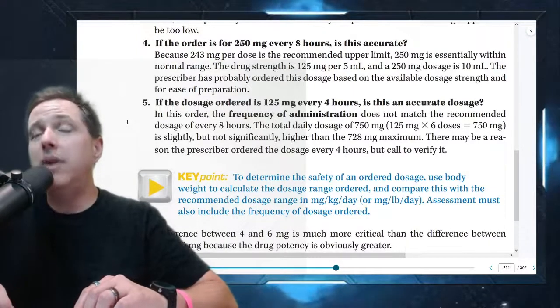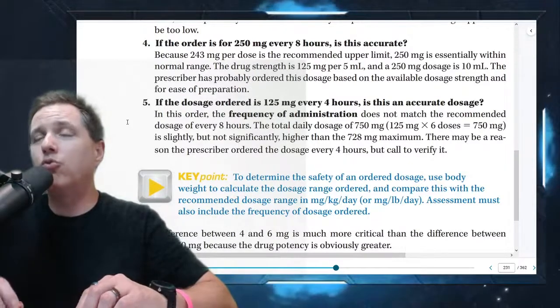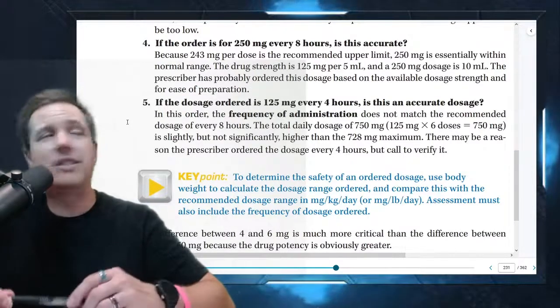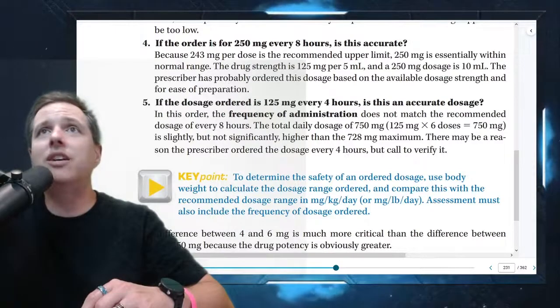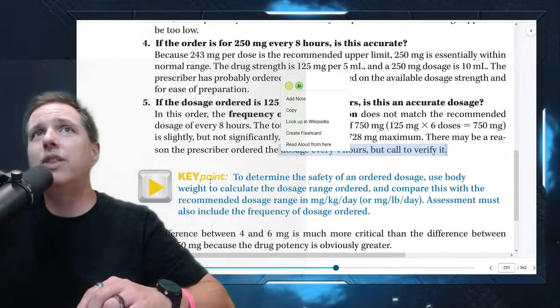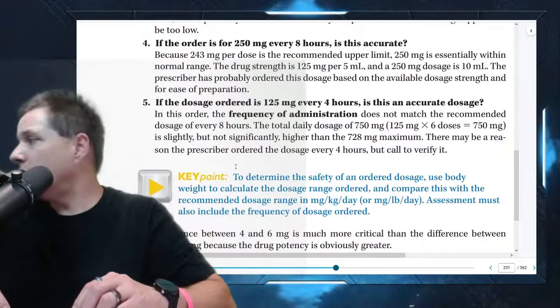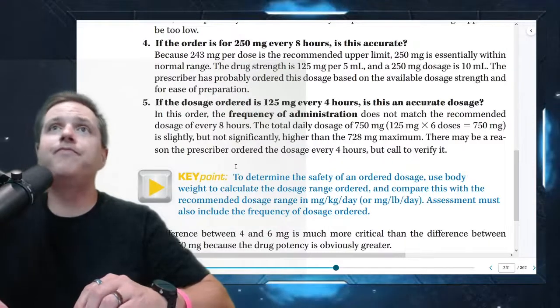So maybe the person who ordered it really did want it every 4 hours, but they say if it doesn't match, then just call and verify, right? It's way better to verify and catch a mistake before that dosage is given. So that's preferable.